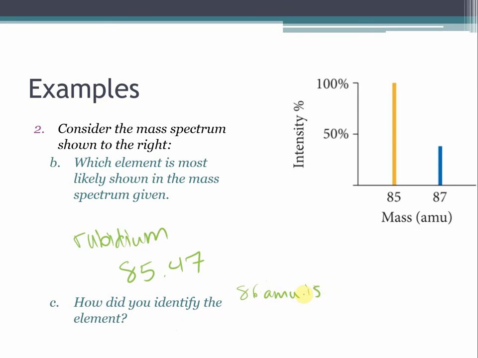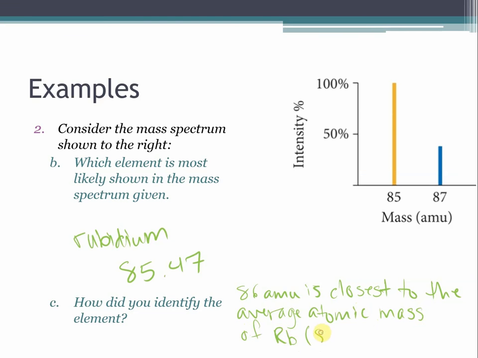The mass we calculated is closest to the average atomic mass of rubidium, because that is that 85.47.